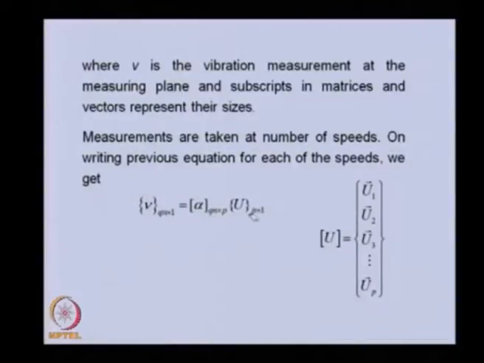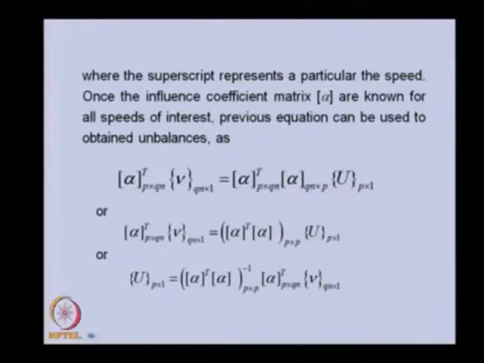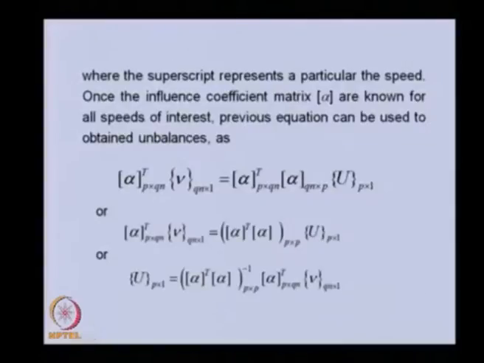Now you can see that we can write these equations for all possible speeds of operation of the rotor, and that equation we now use to obtain the unbalance. Basically, this equation we can use to obtain the residual unbalance in the P number of planes. For this obviously we need to invert this matrix, but this is not a square matrix, it is a rectangular matrix. So we follow this procedure to make it square.